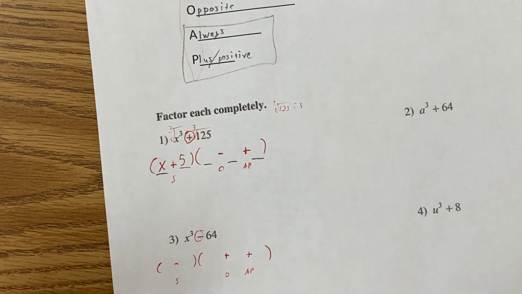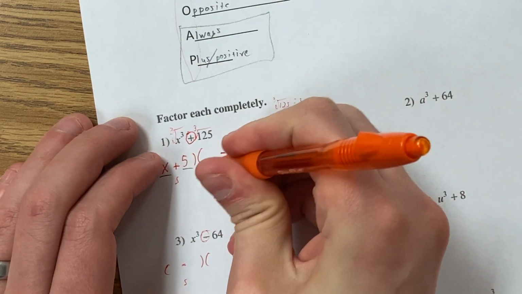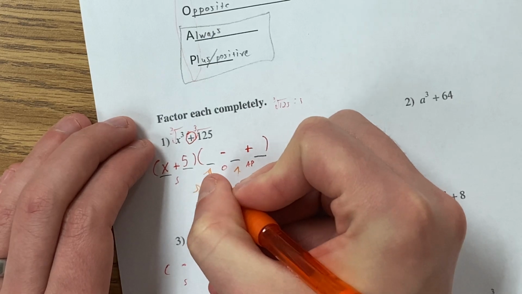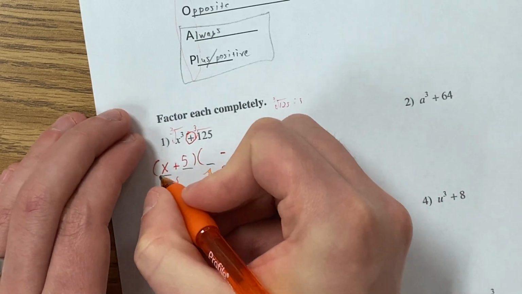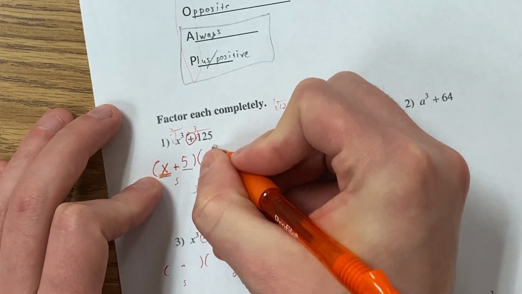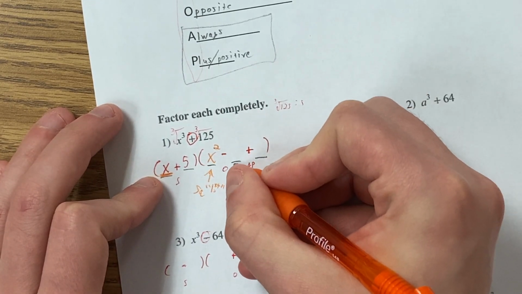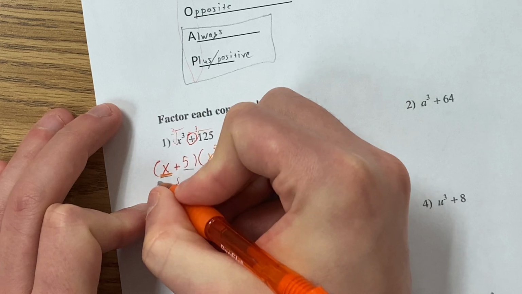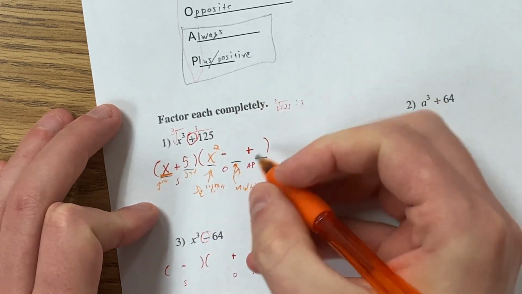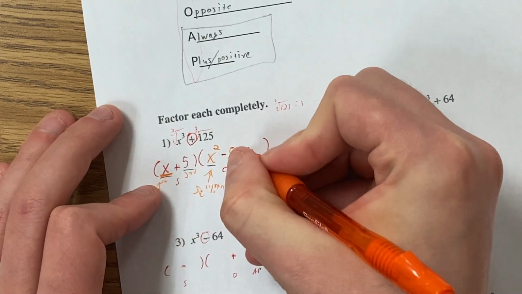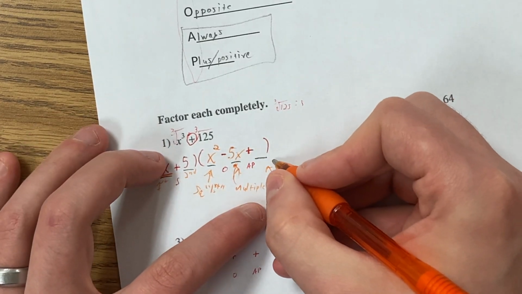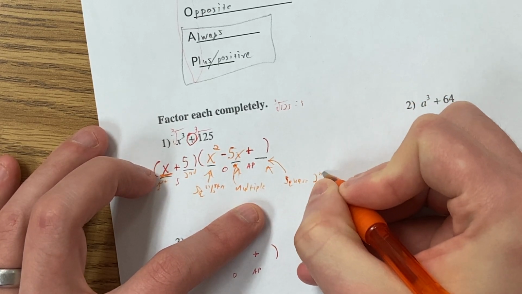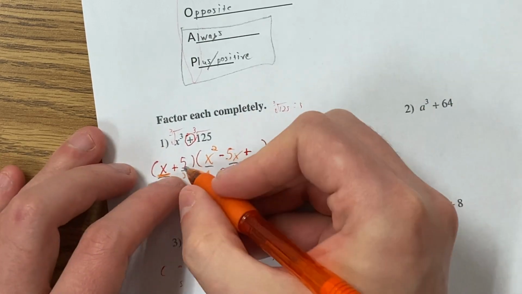After that, the way I remember what goes in these parts over here is you square what I consider the first thing. In this case, x is the first thing, so you would square x. In the second one, you're going to multiply the two terms, like if this is the first and this is the second. If you multiply x and 5, you would get 5x. And then in this last blank over here, you're going to square the second. So 5 squared is 25.